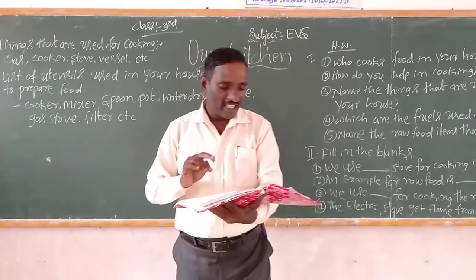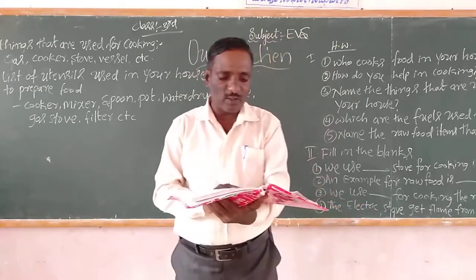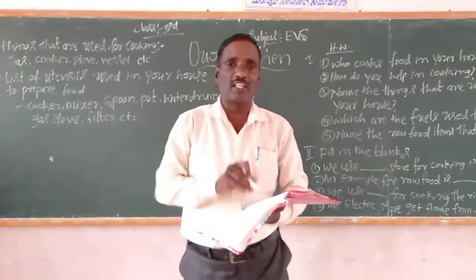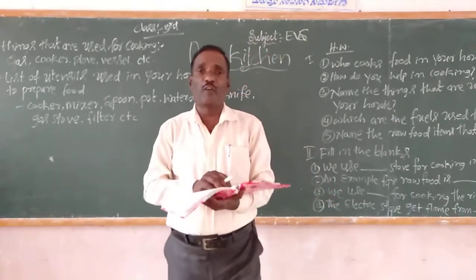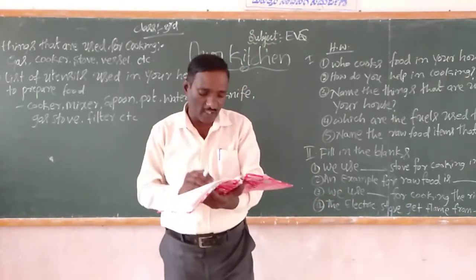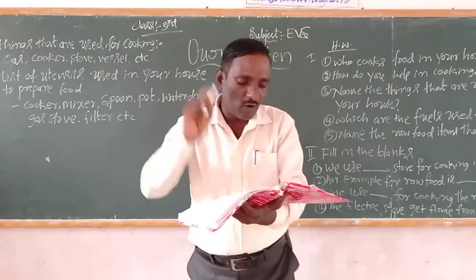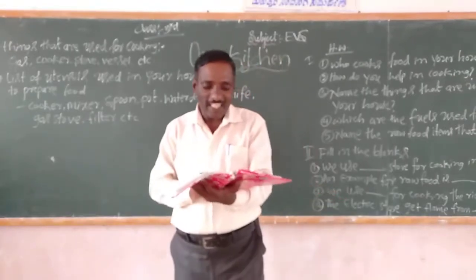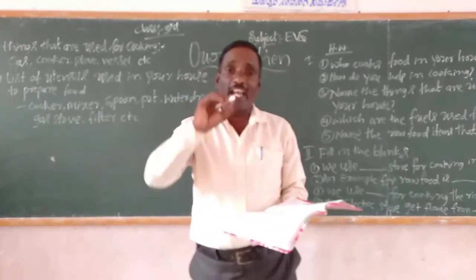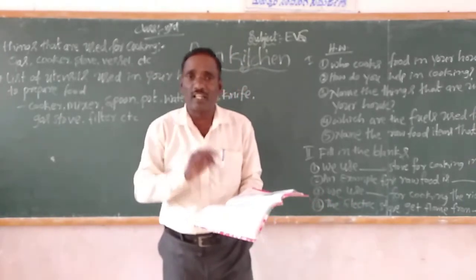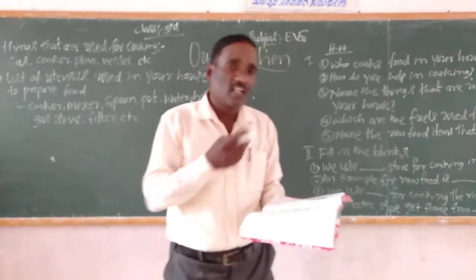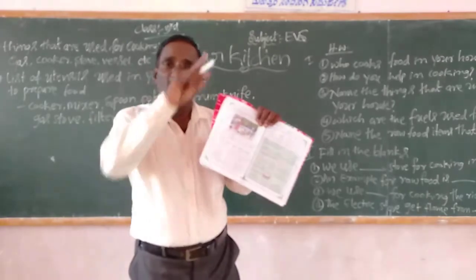Dear students, here is a list of different materials used for cooking. In this picture, different utensils, different materials are used for cooking. Put a right mark to the ones you see in the picture above. What you see there in this picture, put the right mark. What is not in this picture, mark wrong.